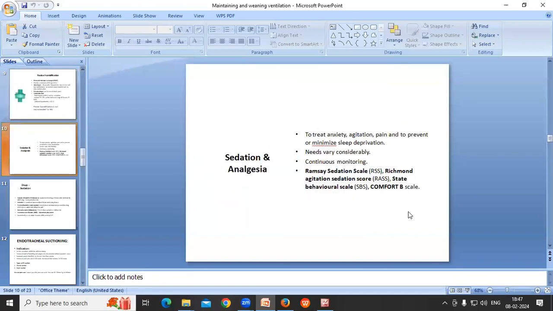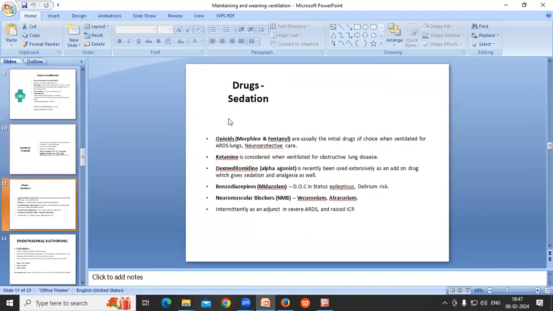Next thing is sedation analgesia. You need to use certain scores. One of the most important simple scores is the Ramsay sedation scale. And the drugs, we already discussed last time. Opioids are the most important ones, relatively the usual. Now dexmedetomidine is coming up.